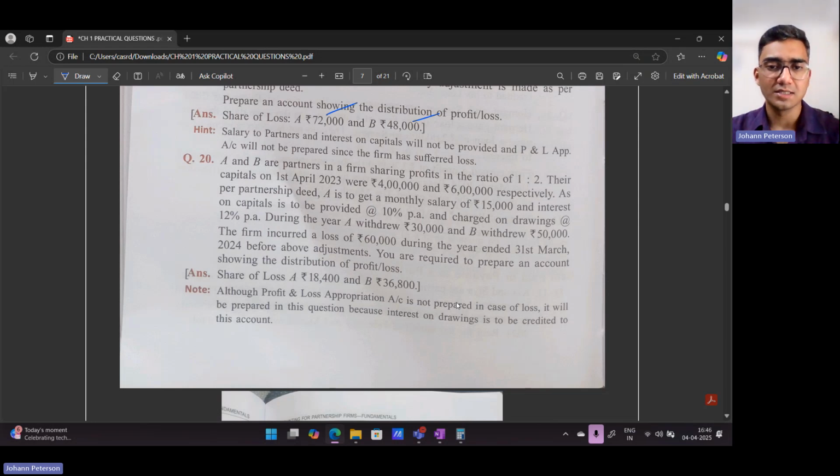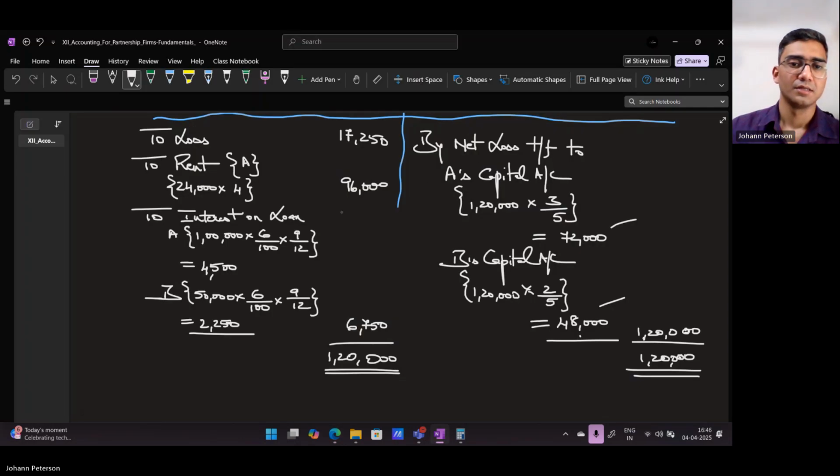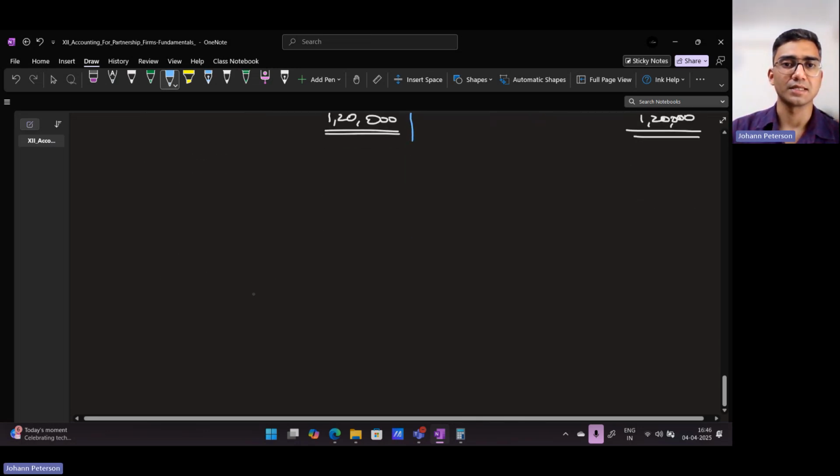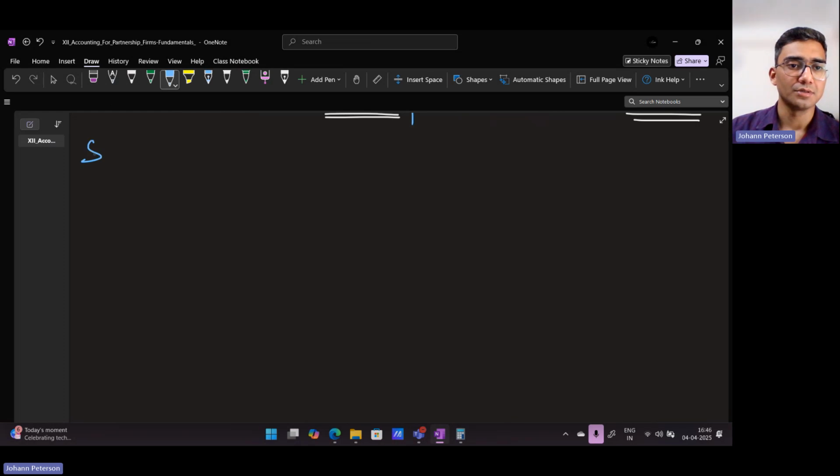Now, this question is saying that we have got a loss. So definitely we will not make a P&L appropriation account. But at the same time, since we are told that interest on drawings is given to us in this question, that is something that the business is getting, and interest on drawings is shown in the profit and loss appropriation account. So in this case, we will make a P&L appropriation account to solve this question, and show that loss as well on its debit side. So this is solution 20.